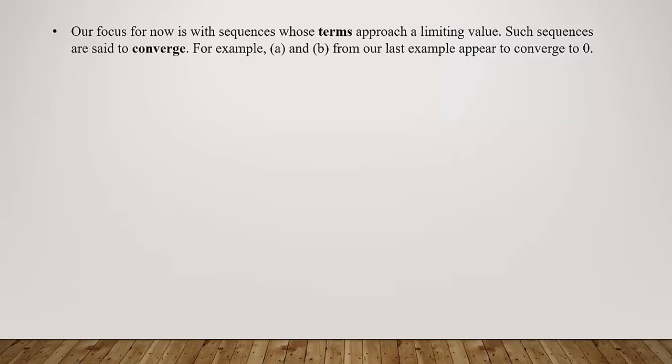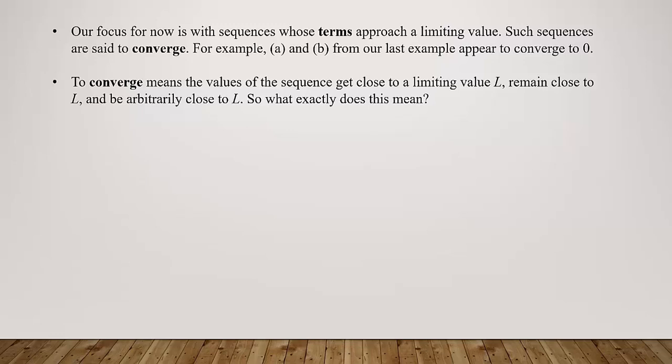So for example, the last example I did in parts A and B, it looked like if we kept listing terms, those terms seemed to be approaching a limiting value of 0. So it appears that those sequences would converge to 0. Now when we say converge, it means the values of the sequence are getting close to a limiting value L. They're going to remain close to the limiting value L, and they're going to be arbitrarily close to the limiting value L.